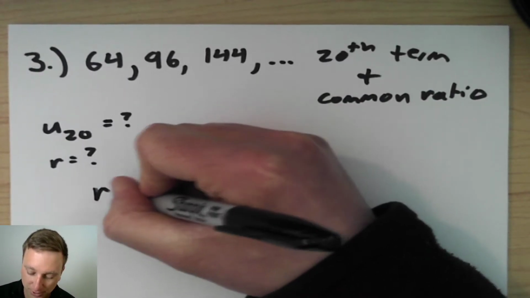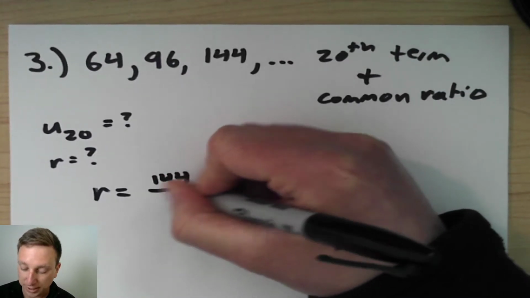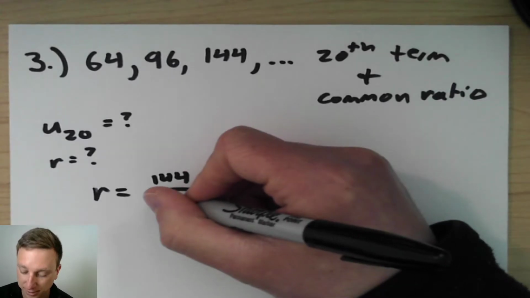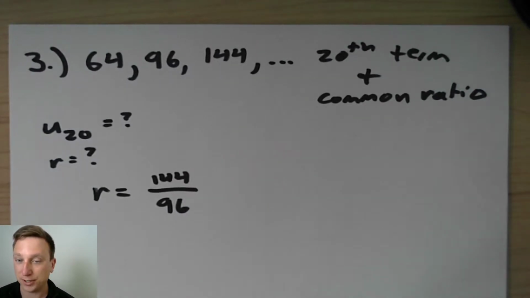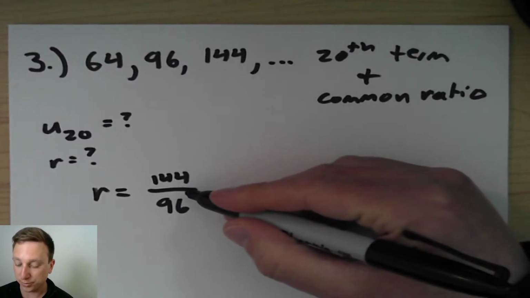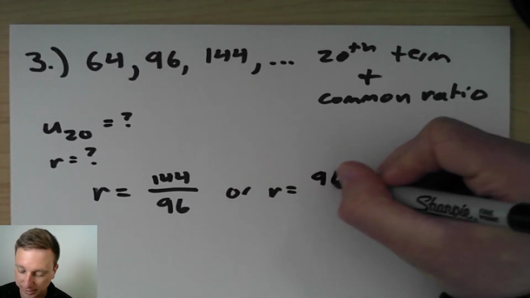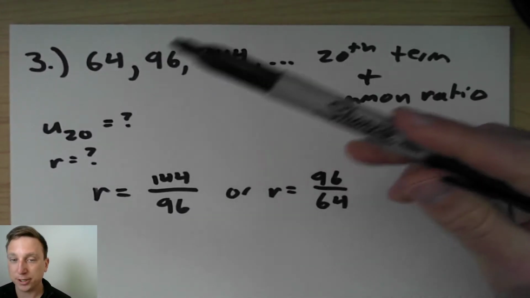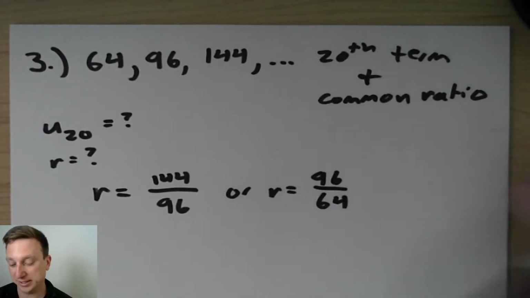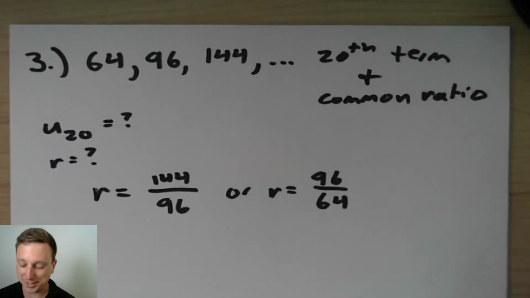So the common ratio is found by taking some number in the sequence, say we pick 144, and in this case, dividing it by the previous term. So instead of subtracting the previous term, we want to find a ratio, which is talking about dividing the numbers. So r is 144 over 96, or we can find r by taking a number like 96, divide it by 64. We wouldn't want to use 64 because we don't know the term previous to it, which would be the 0th term of this sequence.